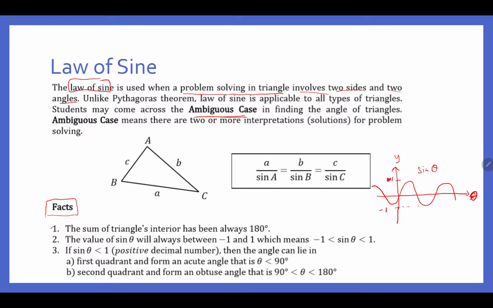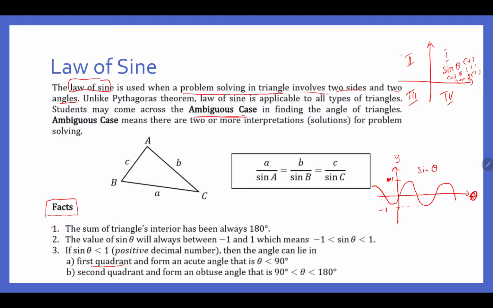Number 3, if sine theta is less than negative 1, sine theta less than negative 1, so the angle can lie in the first quadrant and form an acute angle. You all dah tahu untuk quadrant kan: ni first quadrant, this is the second quadrant, third quadrant and fourth quadrant. In the first quadrant, sine value is always positive, cos also positive, and tangent theta is also positive.